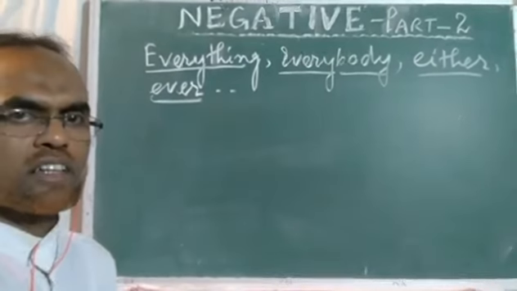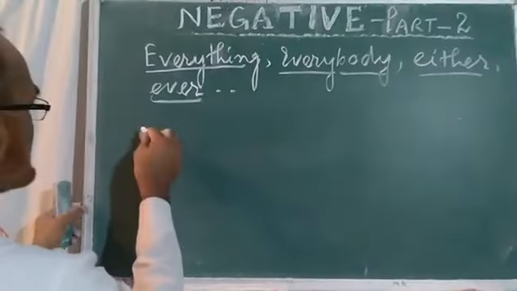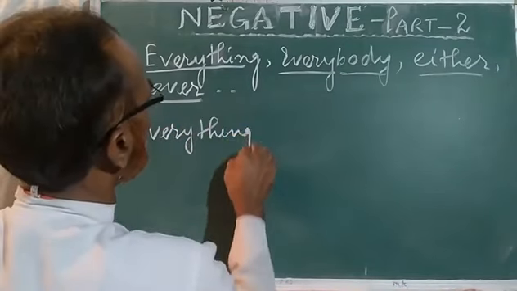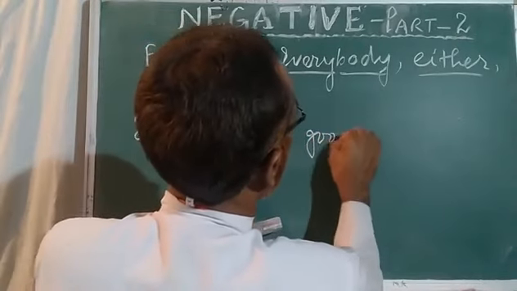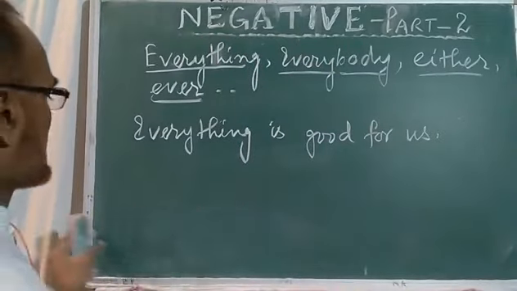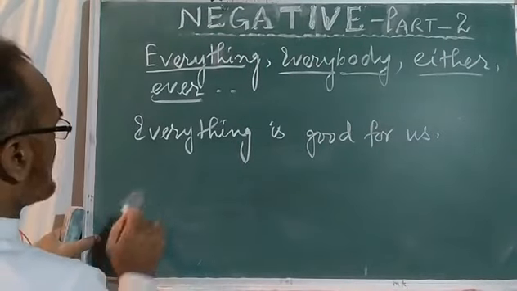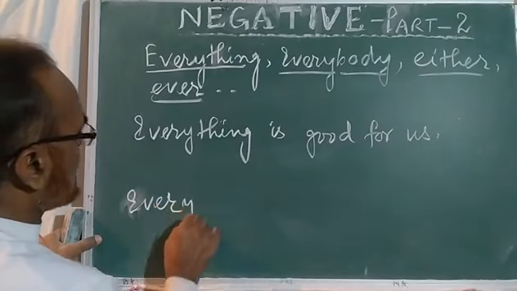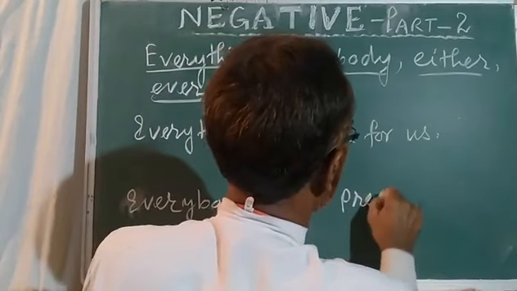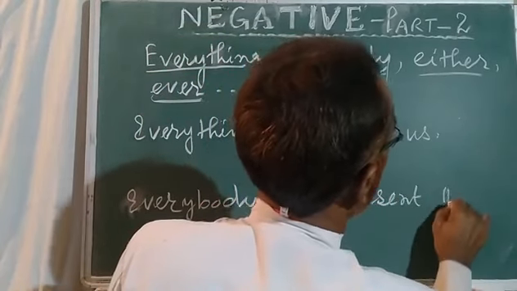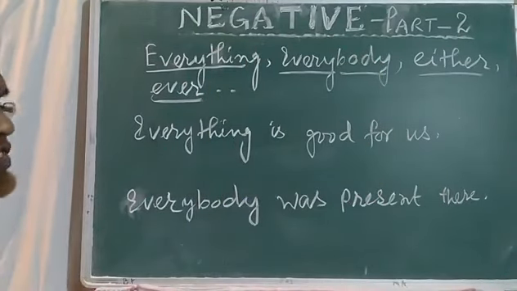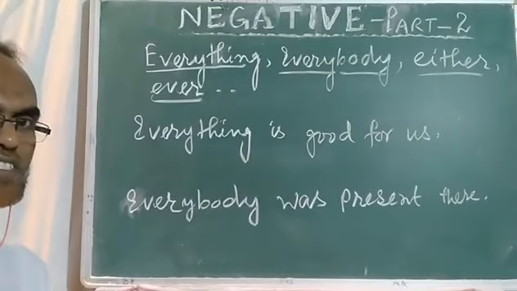Can I clarify the thing? I am going to write a sentence. Everything is good for us. Another sentence I am going to write. Everybody was present there. Then what shall we do here to turn these sentences into negative?